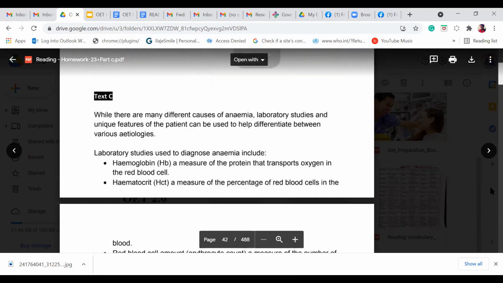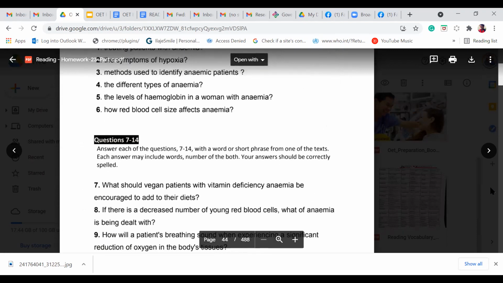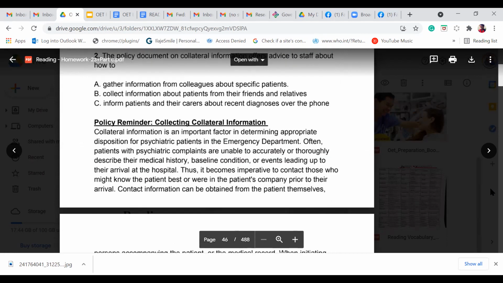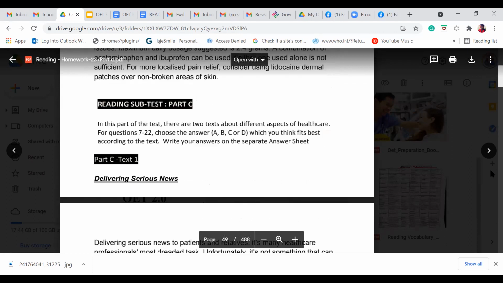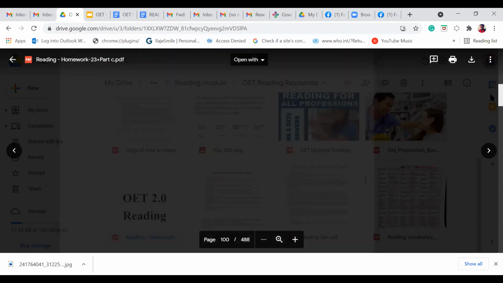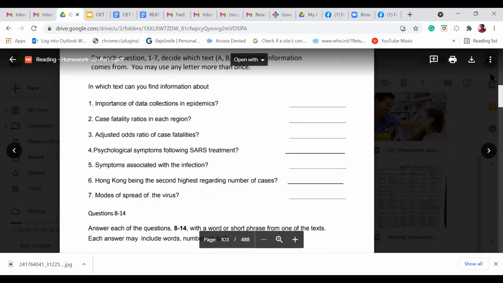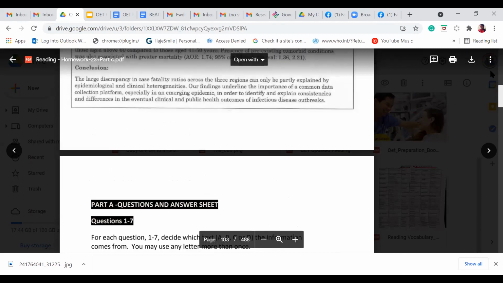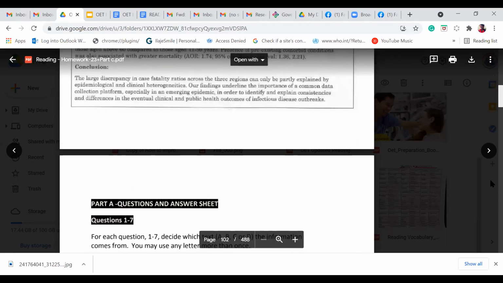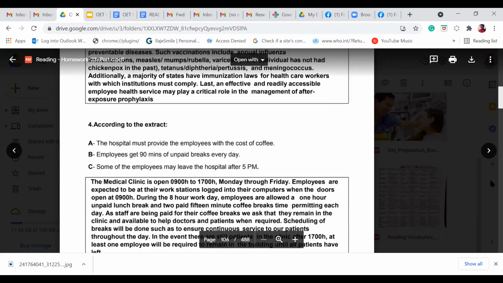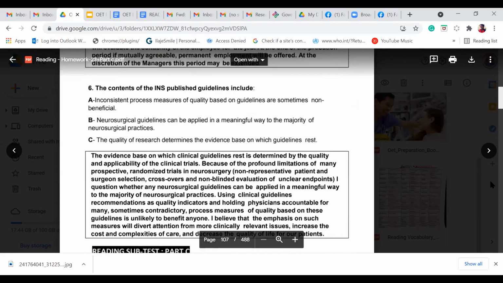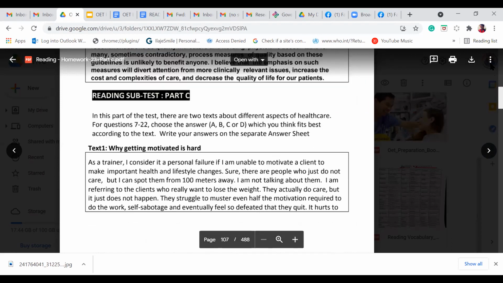Okay, I think we can use this next one. If you have any question, please keep it coming and we will take that afterwards. Is that okay? So we're looking for the long test, reading Part C. Okay, this is the Part C.